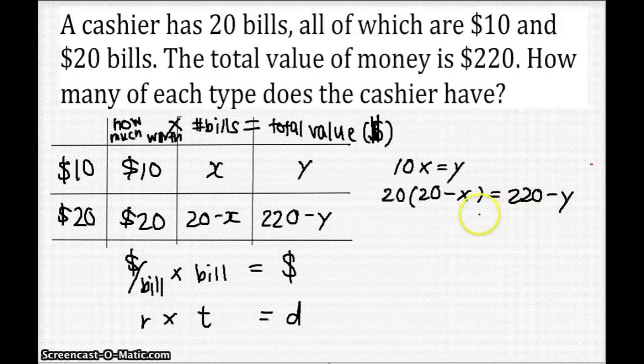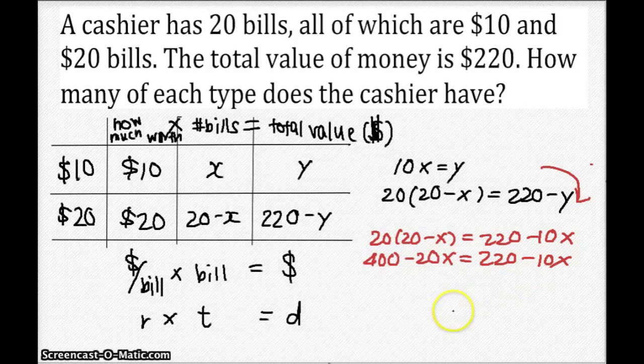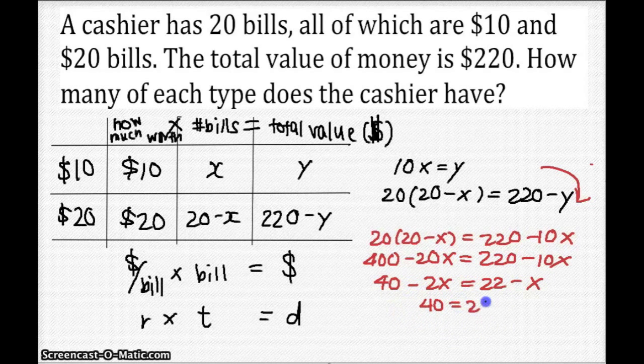And this is what we did in the previous video of how to solve these types of equations. So what I would first do is substitution here, because we already have y equals. I'm just going to substitute the 10x into this. So 20(20 minus x) equals 220 minus 10x. Then I'm going to multiply this out: 400 minus 20x equals 220 minus 10x. Then I'm going to divide everything by 10 to make it a bit easier: 40 minus 2x equals 22 minus x. Then I'm going to add 2x on both sides, so 40 equals 22 plus 2x minus x. Then I'm going to subtract 22, so x equals 18.